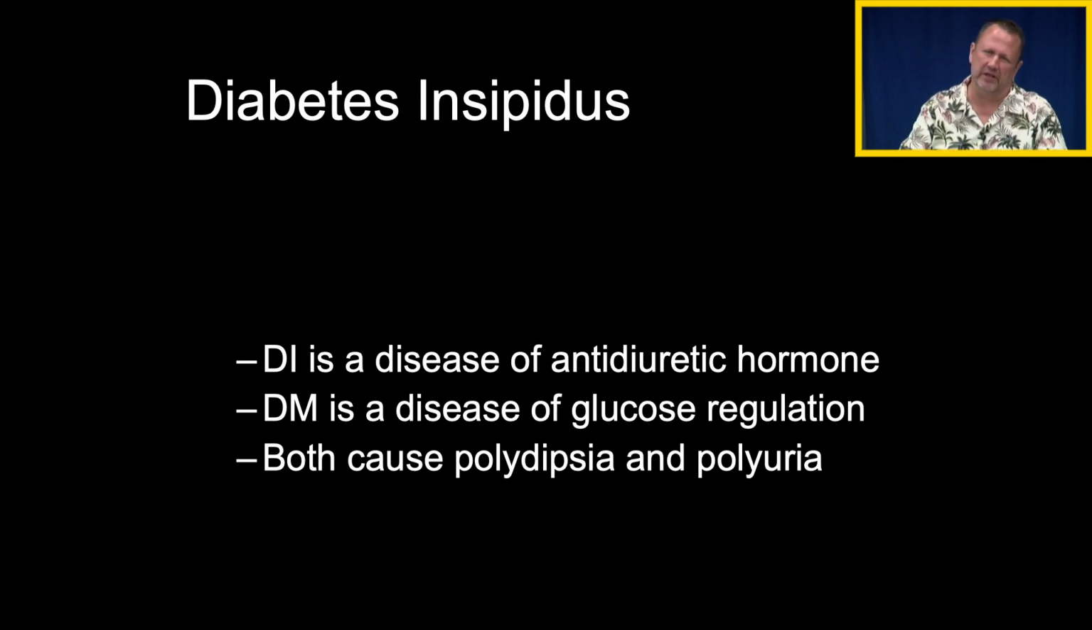So please remember, DI is a disease of antidiuretic hormone. Diabetes mellitus is a disorder of glucose regulation. But because they're both characterized by polydipsia and polyuria, they share that diabetes name from way back in history.